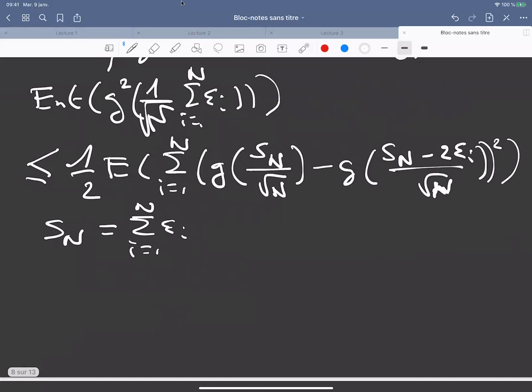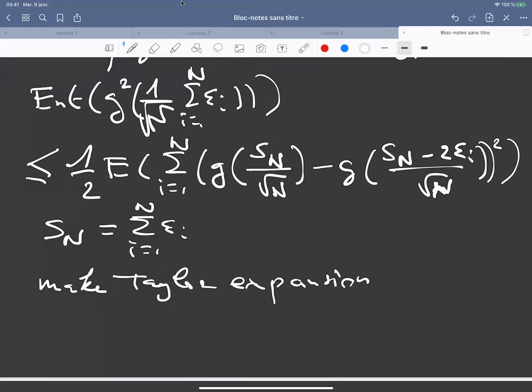And now we make a Taylor expansion. I do not make it explicitly again because we have already done it in the Poincaré situation. It's exactly the same. There is nothing new. So it's exactly the same expansion.